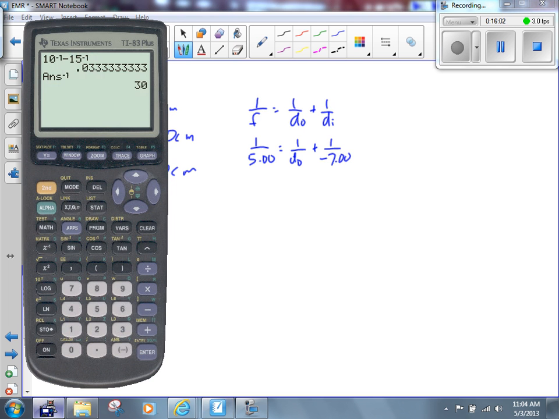Let's go back to the calculator and pull that little trick here. Let's say 5, x to the minus 1, plus 7, x to the minus 1. Why did I add that over? When I'm taking something over, don't I usually subtract it?